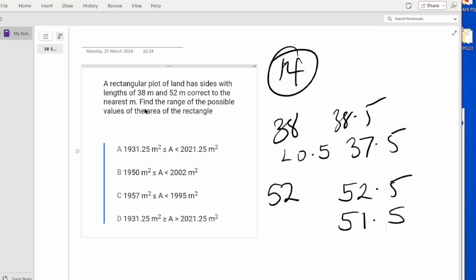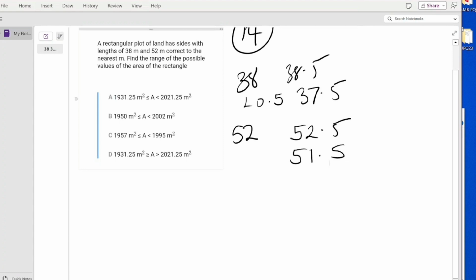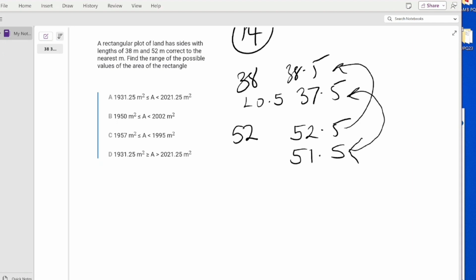Since the question says find the range of the possible values of the area of the rectangle, we'll multiply the lower times the lower to get the lower part, and the upper boundary of the length by the upper boundary of the breadth. Normal area is equal to length times breadth.